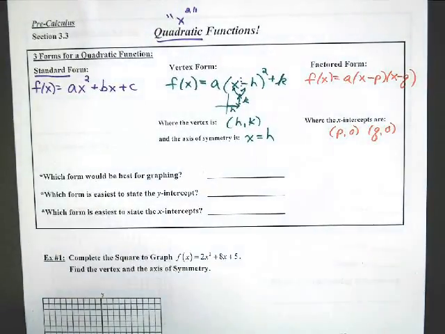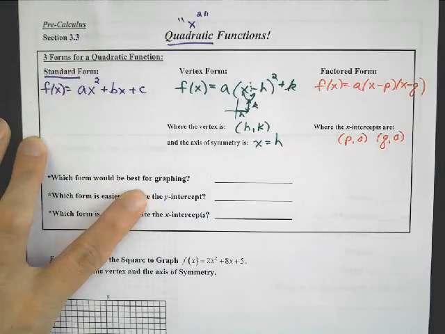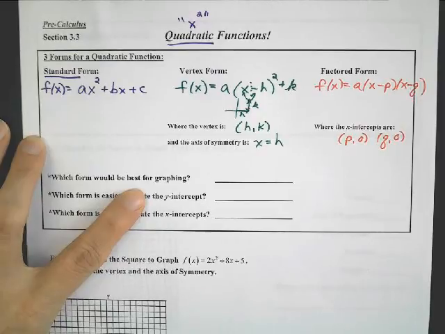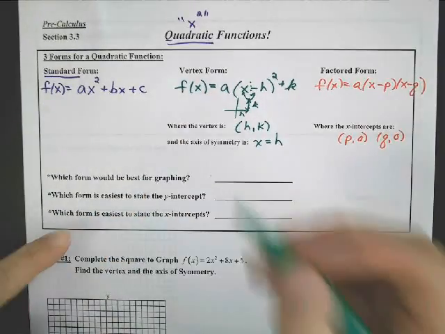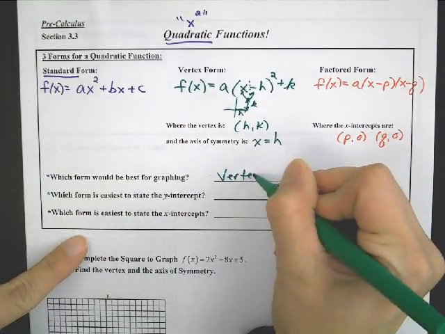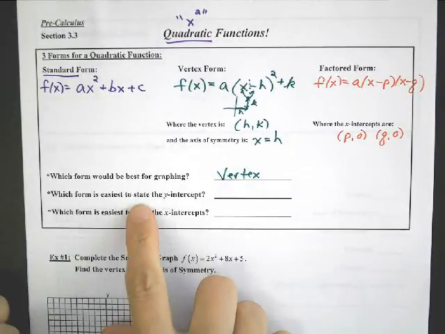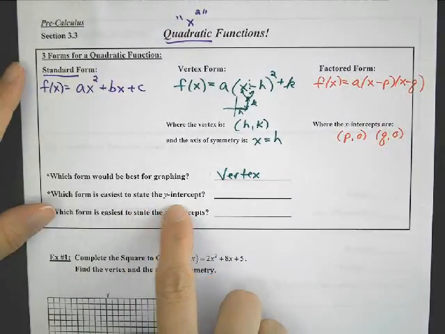Depending on what you want, you might have to get it into a particular form. Which one would be best for graphing? The best one for graphing is vertex form. Which one is easiest to state the y-intercept?